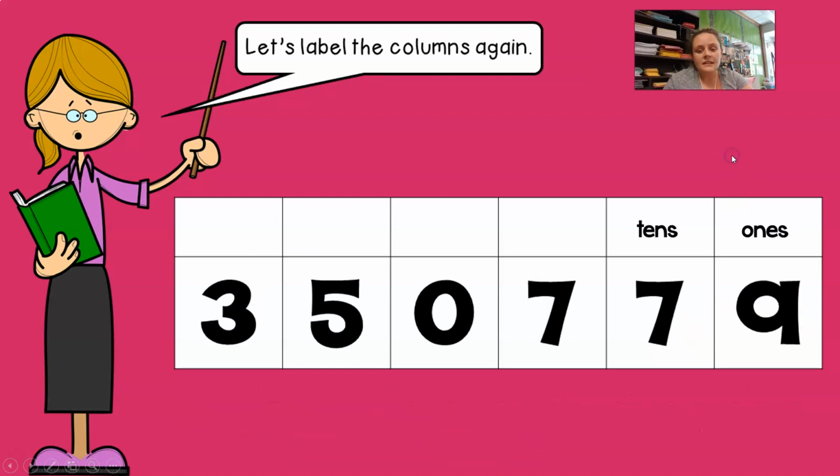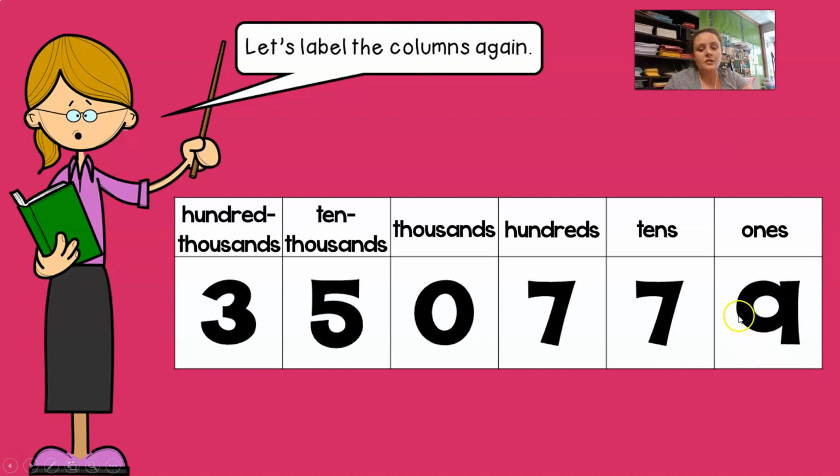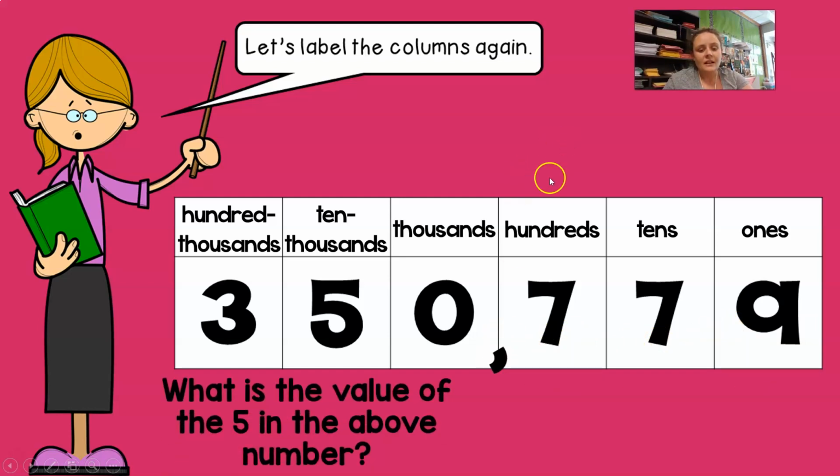How about this one? Let's do it. Ones, tens, hundreds, thousands, 10,000s, 100,000s. Where's our comma gonna go? 1, 2, 3. There it goes. Very nice. What's the value of the 5?